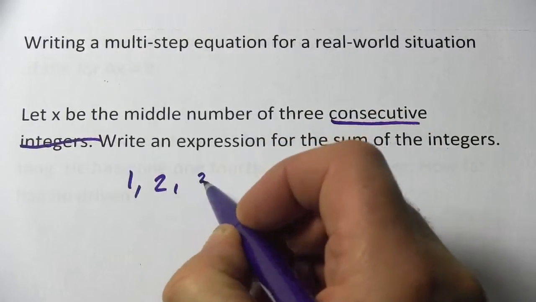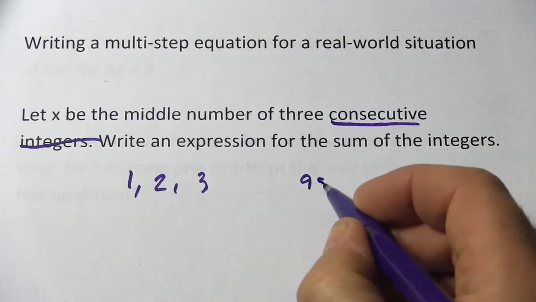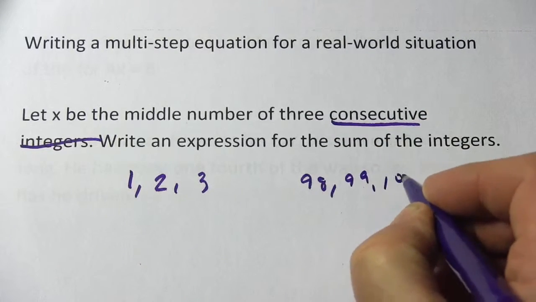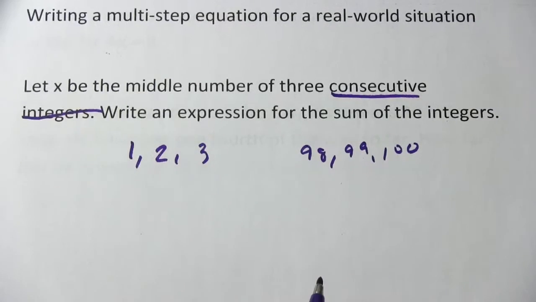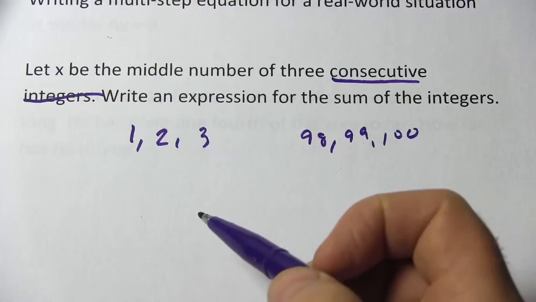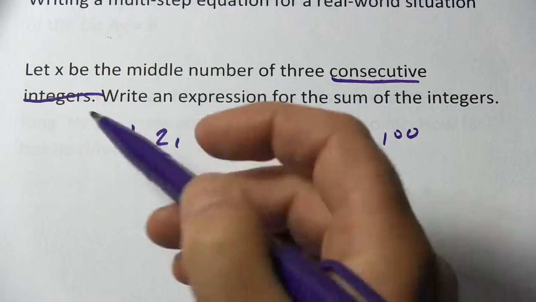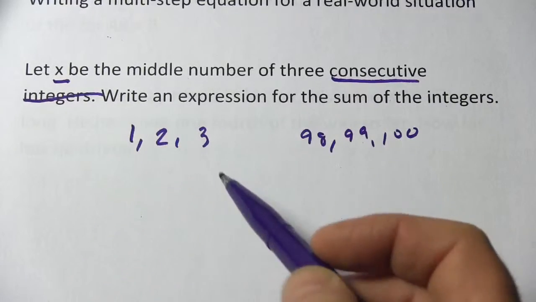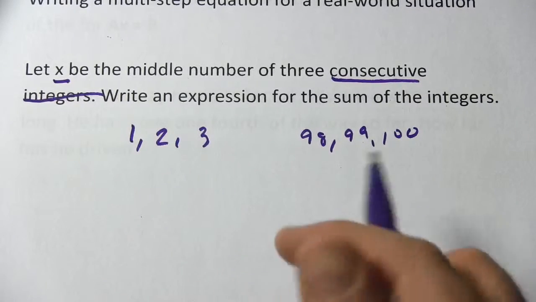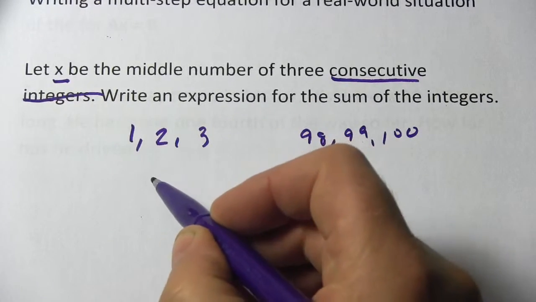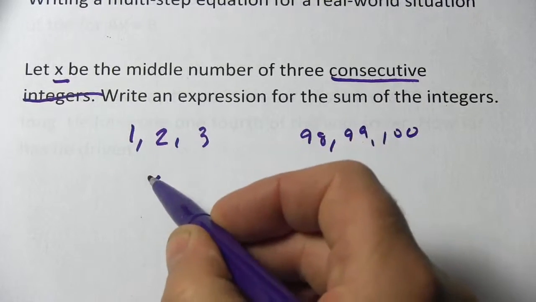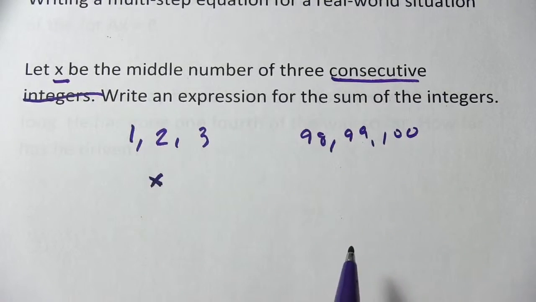So 1, 2, 3 would be an example. 98, 99, 100 would be an example. They're just integers, three integers that are right in a row. Now it says let x be the middle, and I'm just going to use our 1, 2, 3 as a guide here. So let's say that 2 is x. That's our middle one, so that's x.